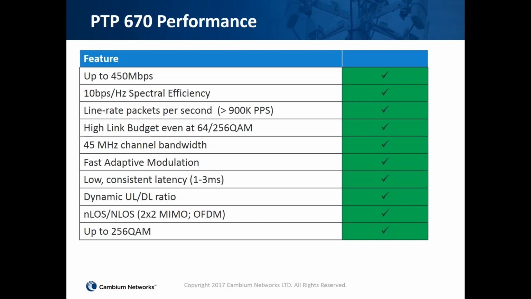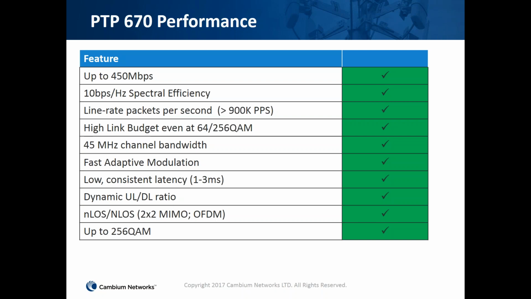It has a maximum channel bandwidth of 45 megahertz. It has fast adaptive modulation, which I talked about earlier, where you can go back and forth based on the interference level. So you can drop to 64 QAM and then go up to 256 QAM based on the interference level. It has really low latency because of fast processing power. It has a dynamic uplink to downlink ratio. So if you set it to adaptive, you can change the uplink downlink ratio, or you can keep it fixed where you have a fixed ratio that is already set.